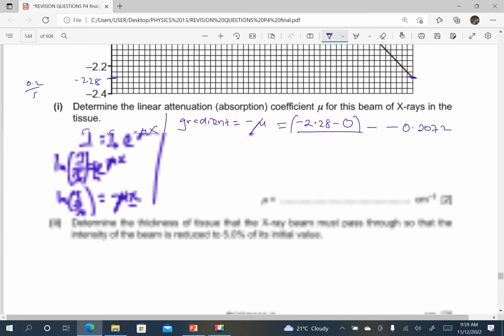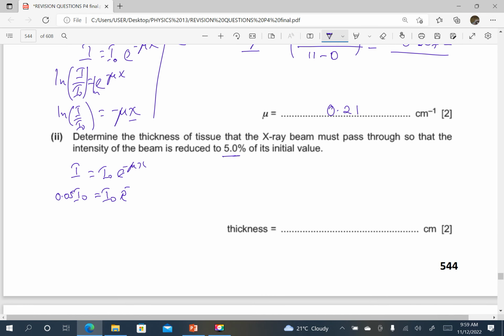Oh, we have calculated the mu, 0.21. So this will be negative 0.21 times the thickness x. So mu naught, I naught has cancelled. You introduce natural log. So you have ln of 0.05 is equal to negative 0.21 times x. So what is x? x is going to be ln of 0.05 divided by negative 0.21.